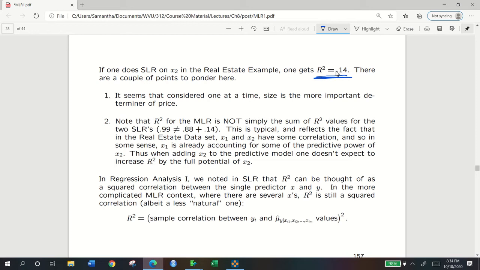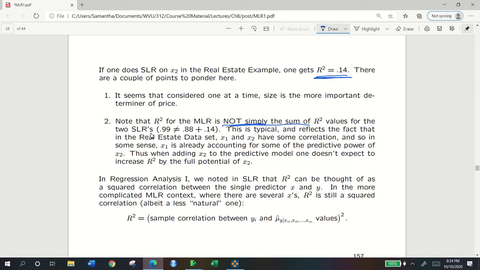Well, the thing about the multilinear regression model is it's not simply a sum of the R squared values from two simple linear regression models, meaning that 0.88 and that 0.14 are not equivalent to that new multilinear regression R squared value of 0.99. And the reason for that is that there's going to be a correlation that exists oftentimes between predictor variables.